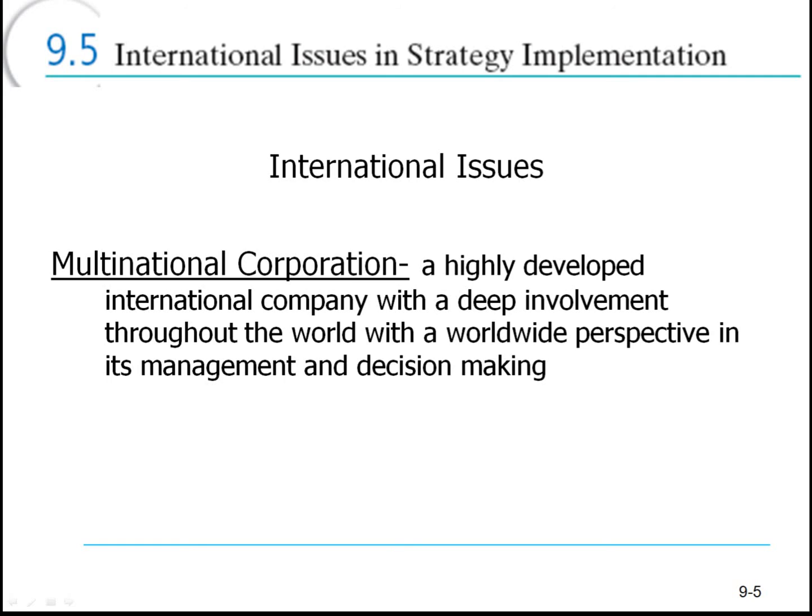Let's talk a little bit about international issues and multinational corporations. This is a highly developed international company with a deep involvement throughout the world and a worldwide perspective in its management and decisions. When you think multinational companies, I want you to think of a company that operates in multiple nations, much like the name suggests, multinational, multiple nations. Companies that are multinational tend to have separate and unique strategies per country that they operate in. So if you have a Japanese division, an Egyptian division, a Poland division, each of those divisions will have their own separate strategy that they're executing within that country in order to ensure organizational success.